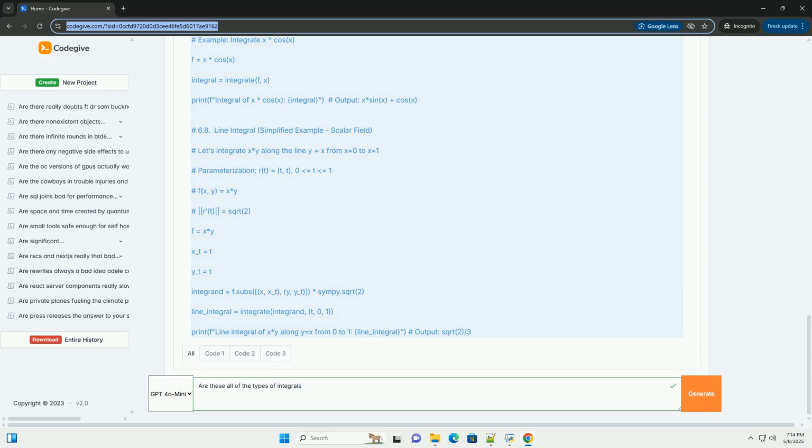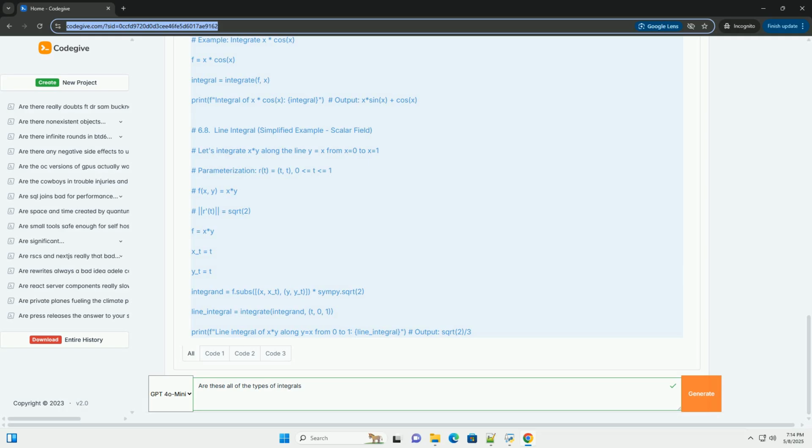6. Code examples with sympy. Explanation of code examples. symbols('x') creates a symbolic variable x. Sympy works with symbolic expressions, not just numerical values. integrate(f, x) calculates the indefinite integral of the function f with respect to x. integrate(f, (x, a, b)) calculates the definite integral of f with respect to x from a to b. oo represents infinity in sympy. subs({x: x_t, y: y_t}) substitutes expressions for variables. In the line integral example, this substitutes x(t) and y(t) into the function f(x, y).